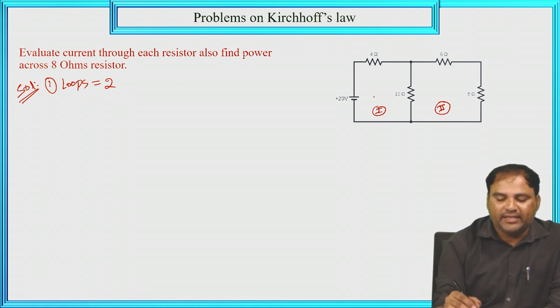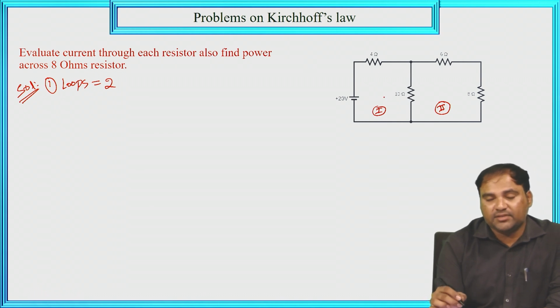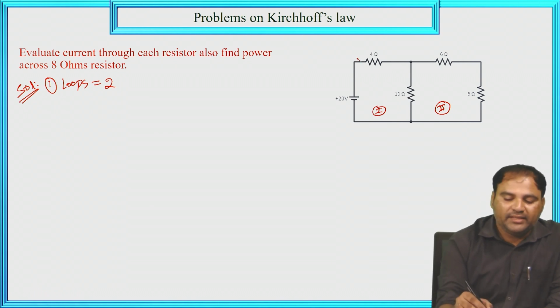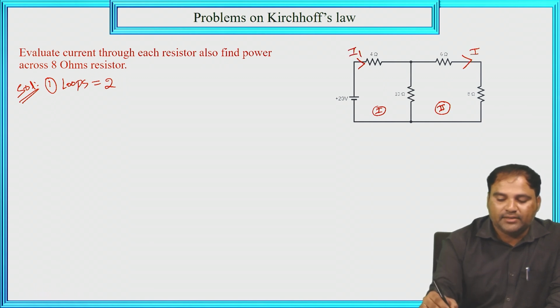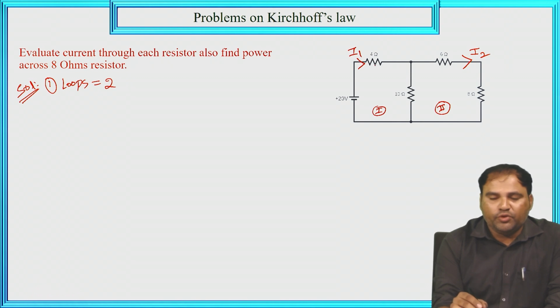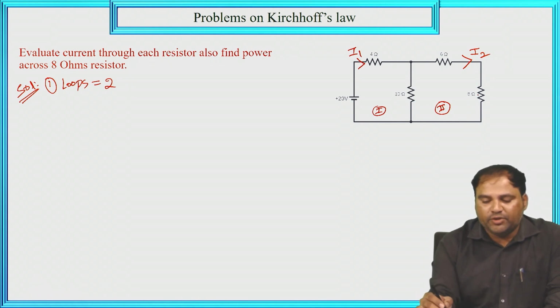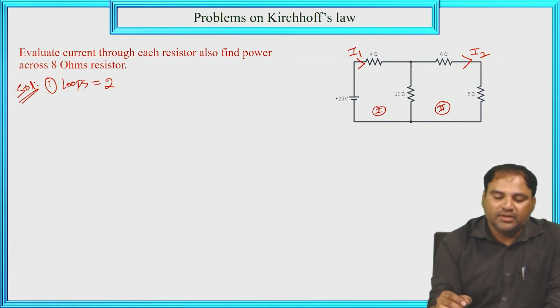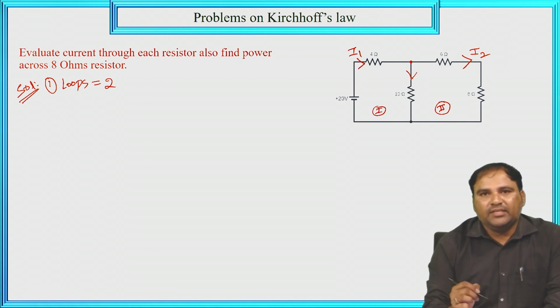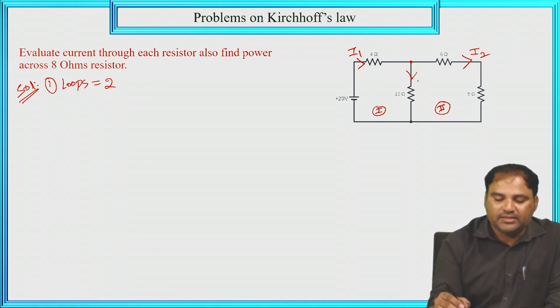The first loop current is in the clockwise direction, and the second loop current is also in the clockwise direction. So I am taking the current directions like this: I1 for the first loop and I2 for the second loop. So the current through 4 ohm is I1, and the current through 6 ohm is I2. And what about the current through 8 ohm? That is also I2 only, because 6 ohm and 8 ohm are in series, and in a series circuit, current is constant. Now from this node point, current is dividing. What is the current through the 10 ohm? It is I1 minus I2.